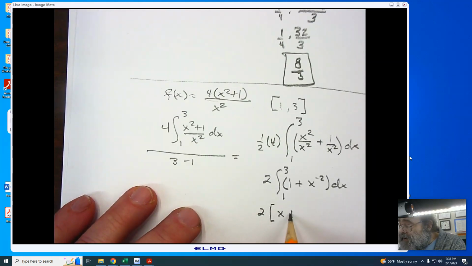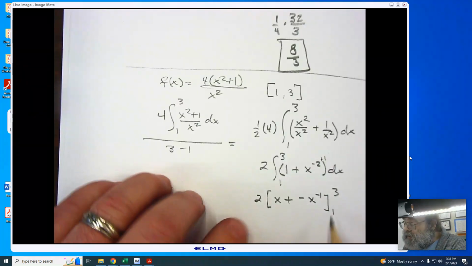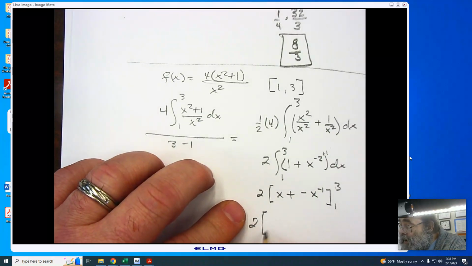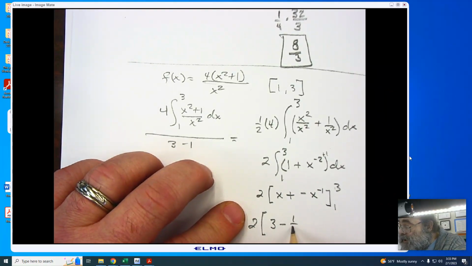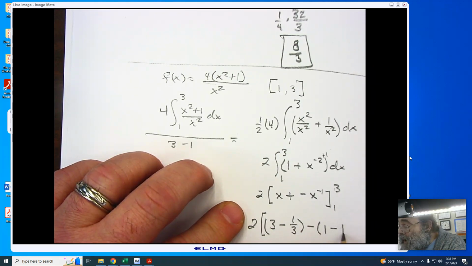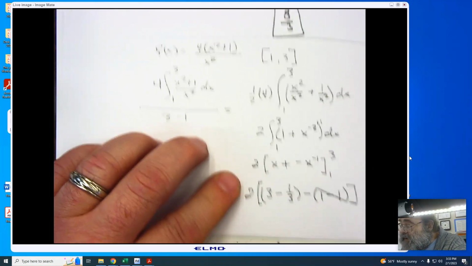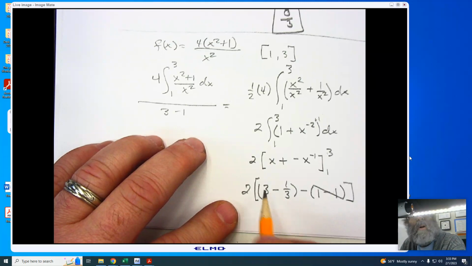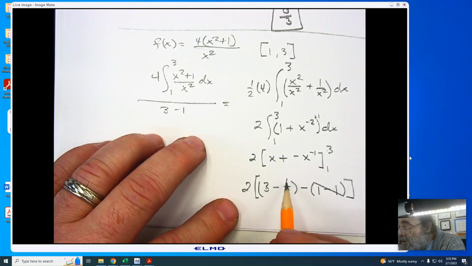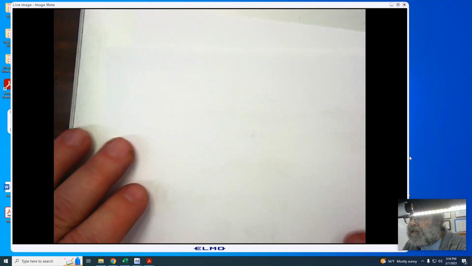I get x plus, this is going to now add 1 and divide by the new power to give me negative x to the minus 1. And this is going to be from 1 to 3. I'm going to start by plugging in the 3, and I have 2 times 3 minus 1/3 minus 1 minus 1. These cancel, and I'm left with 9/3, so I'm getting the common denominator. 9/3 minus 1 is 8/3 times 2 for 16/3. All righty, let's move on to number 3.